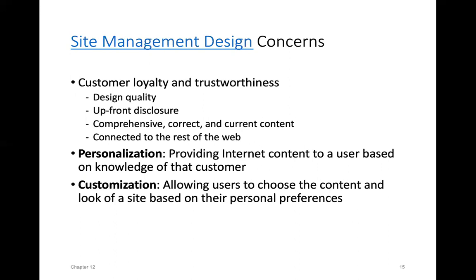So one thing we can do, or 2 things, I apologize, we can focus on personalization and or customization. So personalization is providing internet content to a user based on knowledge of that customer. So think about Amazon. Next time you log on to Amazon, you are going to get content presented to you based on your previous shopping experience. That's personalization. Customization, allowing users to choose the content and look of the site based on their personal preferences. Okay, so personalization, customization. You're going to be looking at personalization and customization in your assignment for today's class.